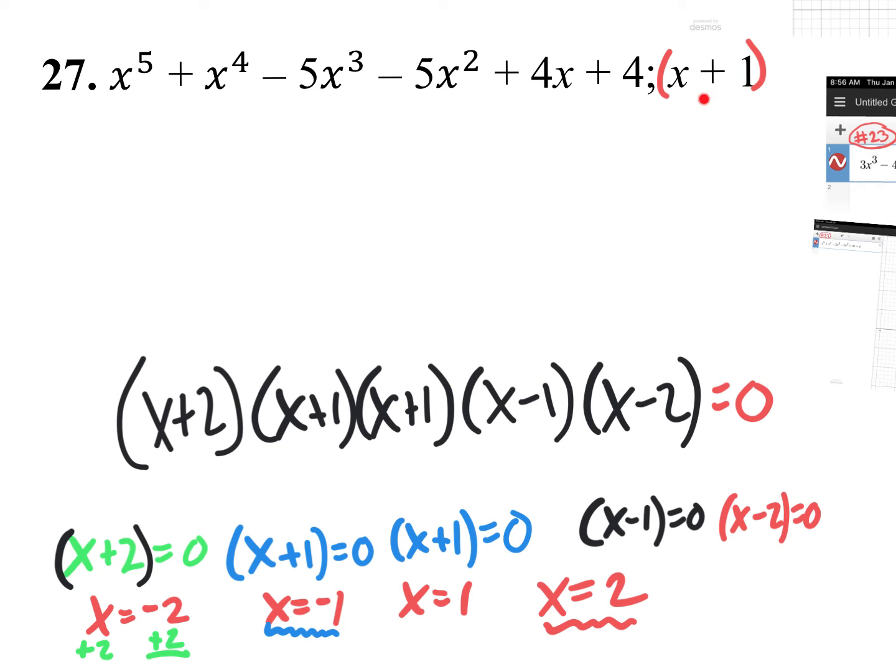So they gave you a factor. They want the other factors. What are the other factors? It's another x plus 1. If they already gave you an x plus 1, it's another x plus 1, x plus 2, x minus 1, and x minus 2. Any questions? No?